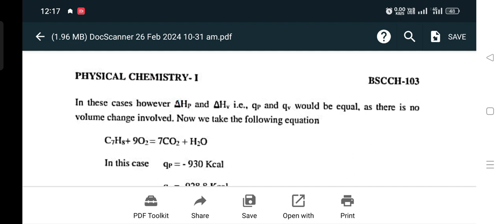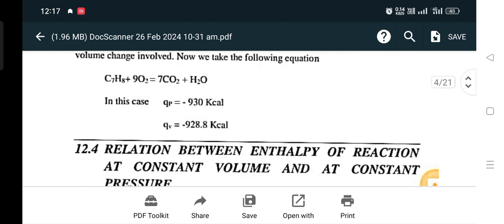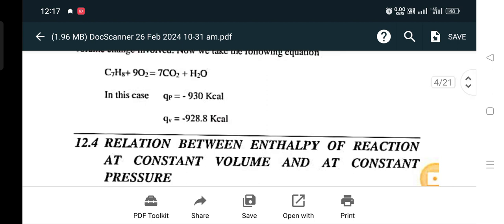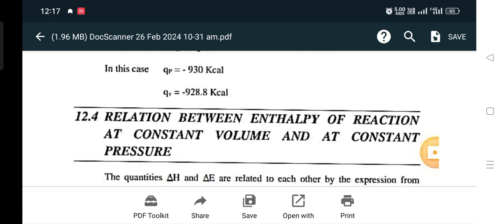C7H8 plus 9 oxygen gives 7 carbon dioxide plus water. In this case, Qp is equal to minus 9330 kilocalorie, Qv is equal to minus 298.8 kilocalorie. Relationship between enthalpy of a reaction at constant volume and at constant pressure.